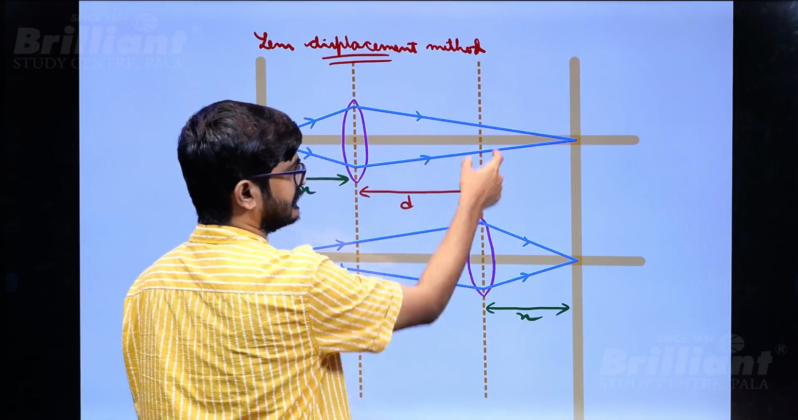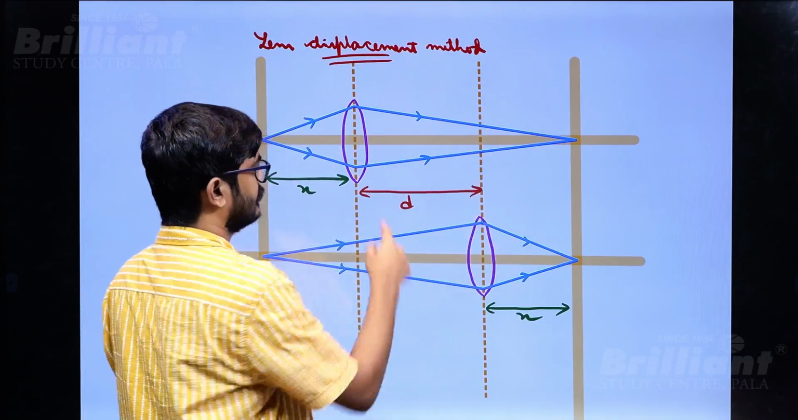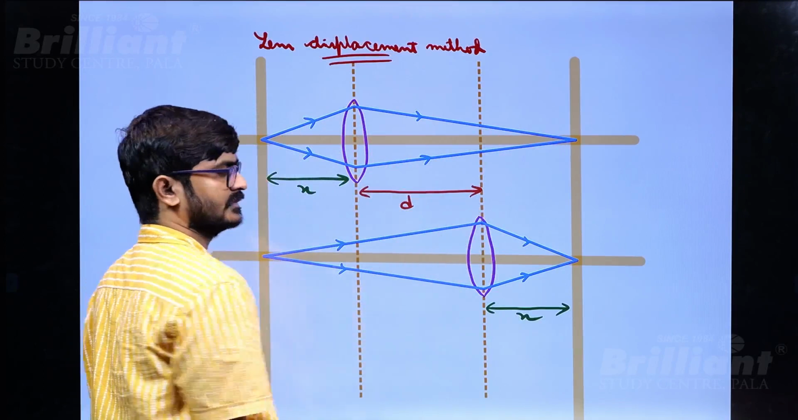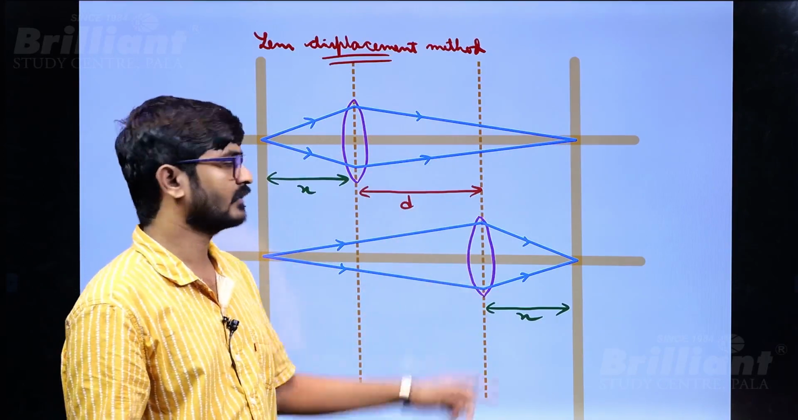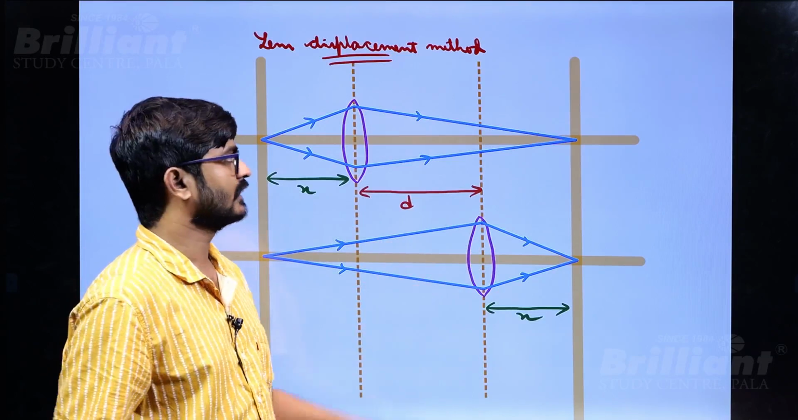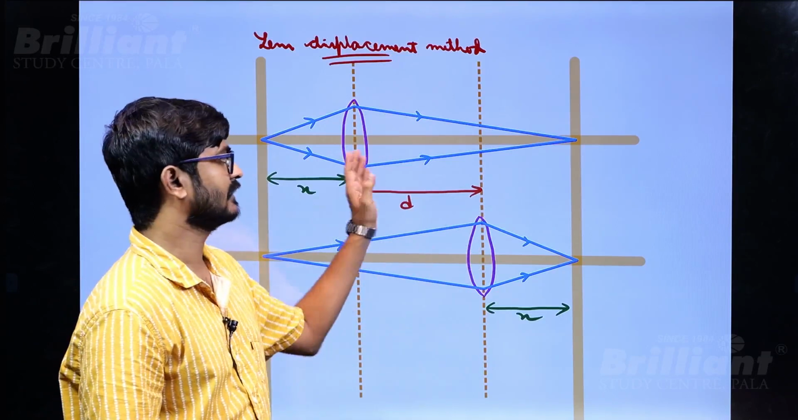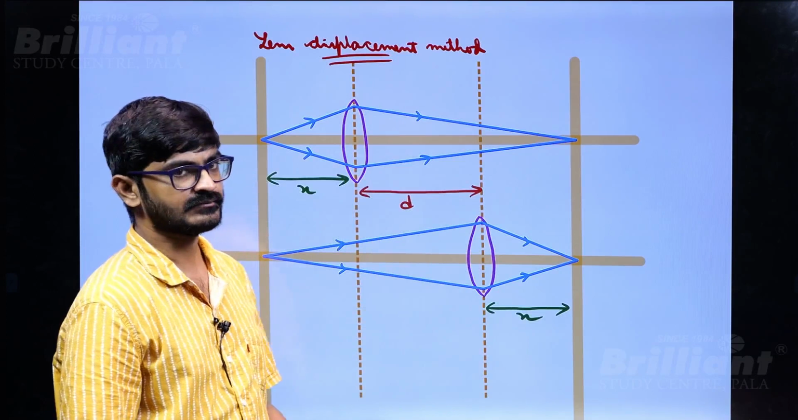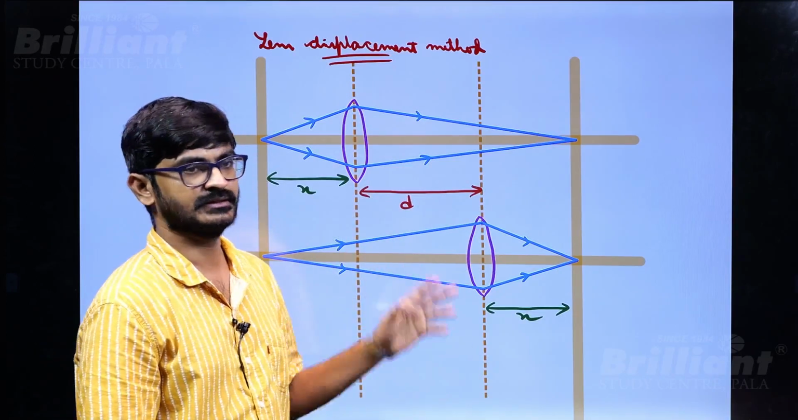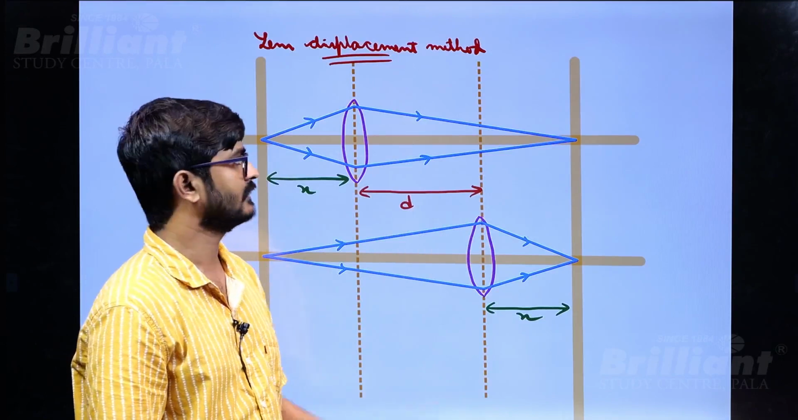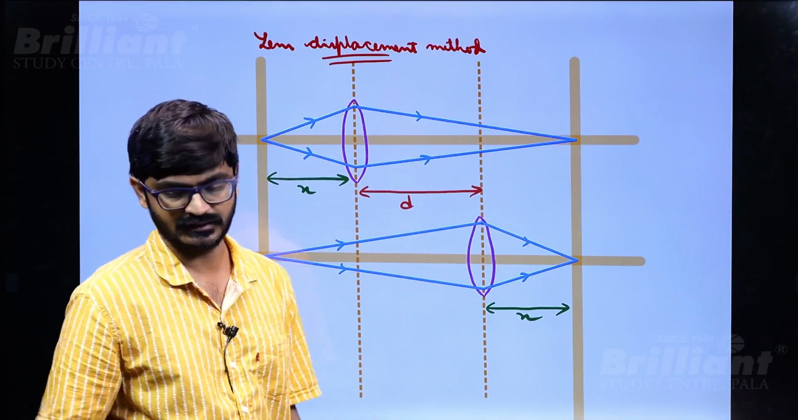Whenever another good image is formed, we notice that point and calculate the distance. We measure the distance between them, and using that we find the focal length of the lens. So we call it the lens displacement method. We select two positions to which we displace the lens, find the two positions where the image is formed, and based on that we calculate the focal length of the lens.